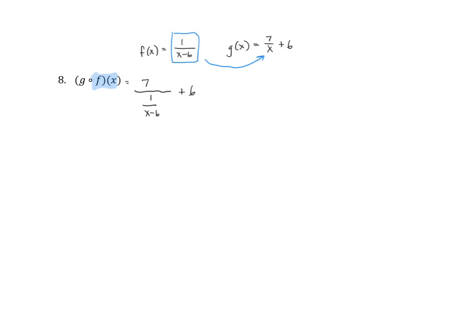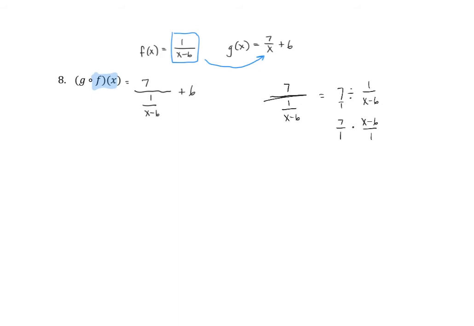Here we have 7 over 1 over x minus 6. Remember, the fraction bar simply means division. So this is the same as 7 divided by 1 over x minus 6. So I can write this as 7 over 1 times x minus 6 over 1. Remember, you can make any whole number a fraction by writing it over 1.